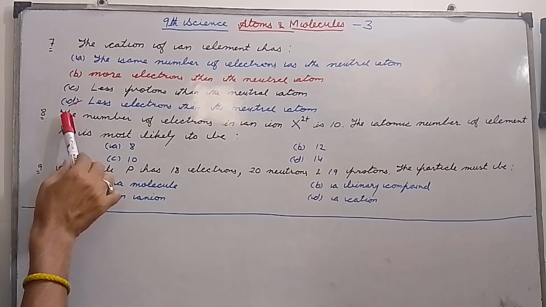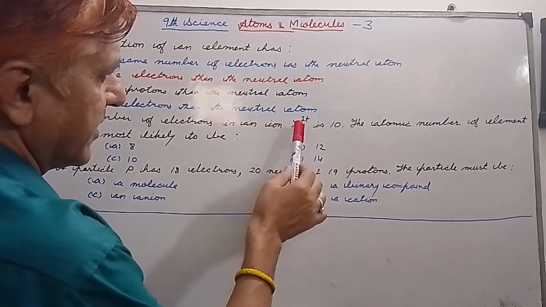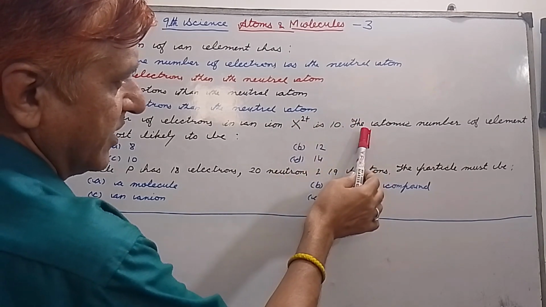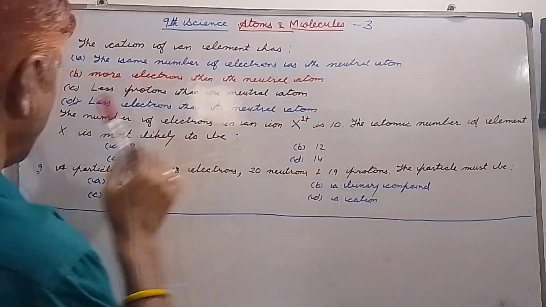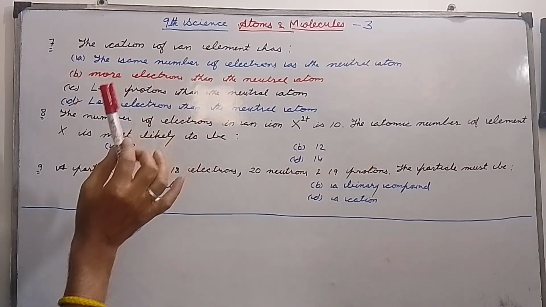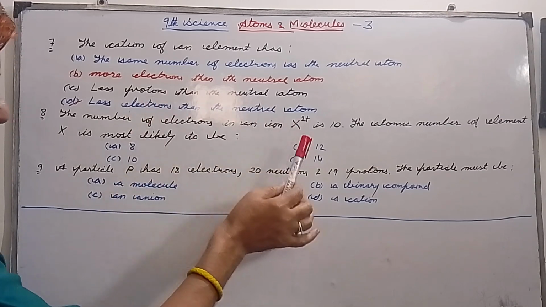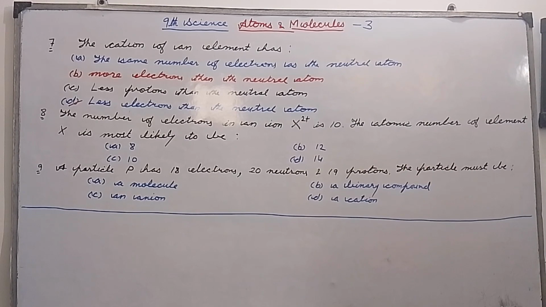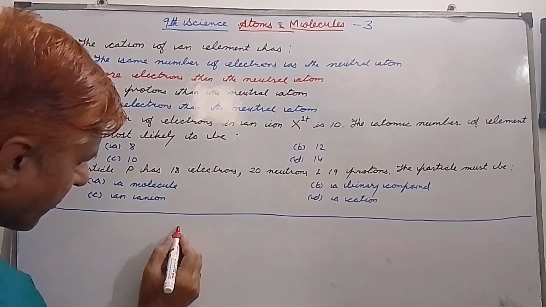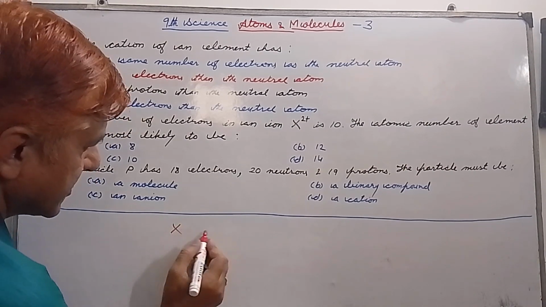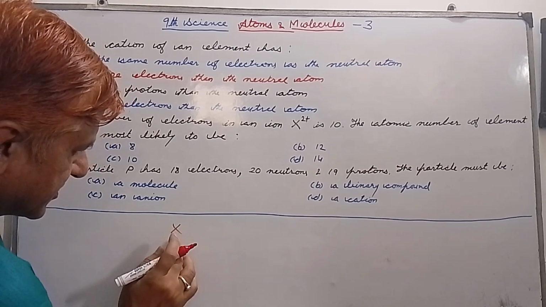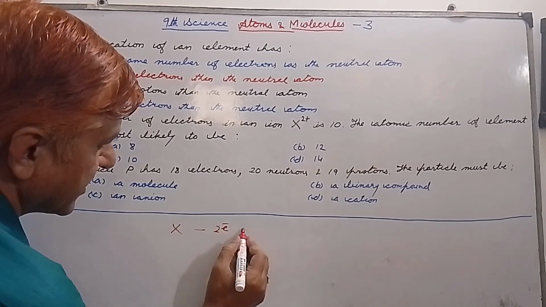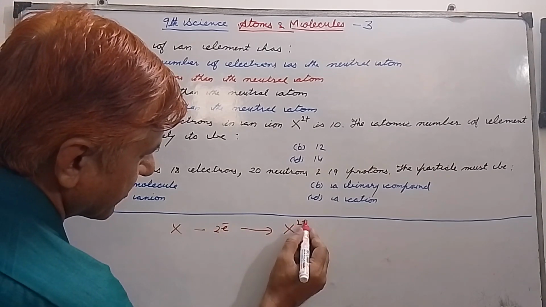Question number 8. The number of electrons in an ion X2 plus is 10. This is cation, my dear student. The atomic number of element X is most likely to be: first option is 8, B 12, C 10, D 14. So my dear students, always remember that a cation is always formed by losing electrons. So this is normal atom. When it will lose electrons, how many? 2 electrons, then it will become cation 2 plus.